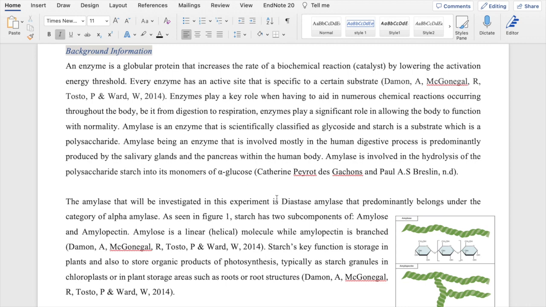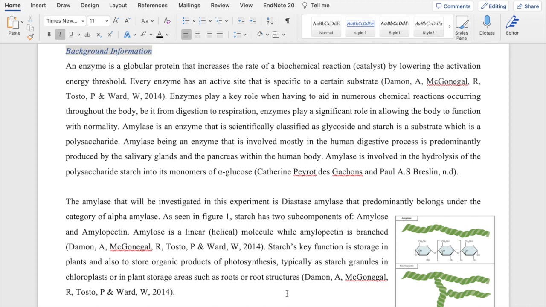Background information, believe it or not, is more important than you think. You do need to explain almost everything. This is a pretty big section of your mark, because they need to know that you have done your research well before you've undertaken this experiment.